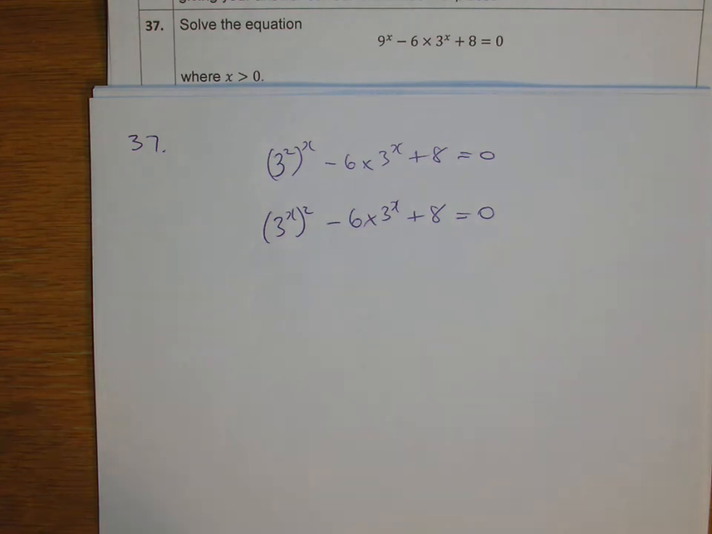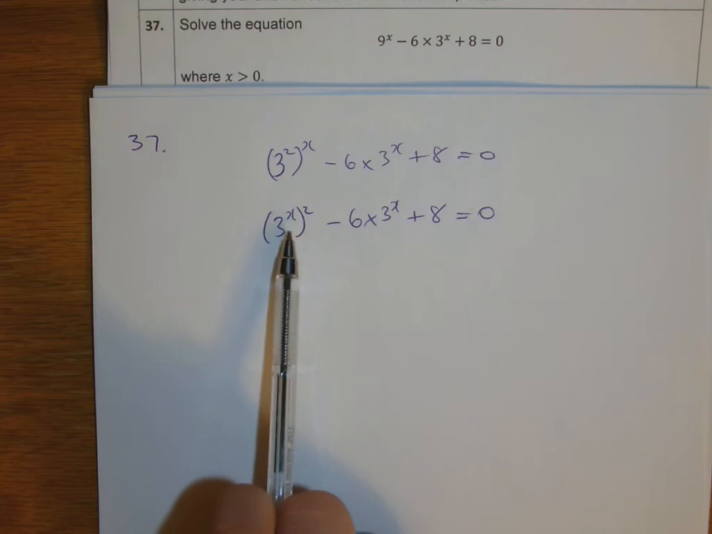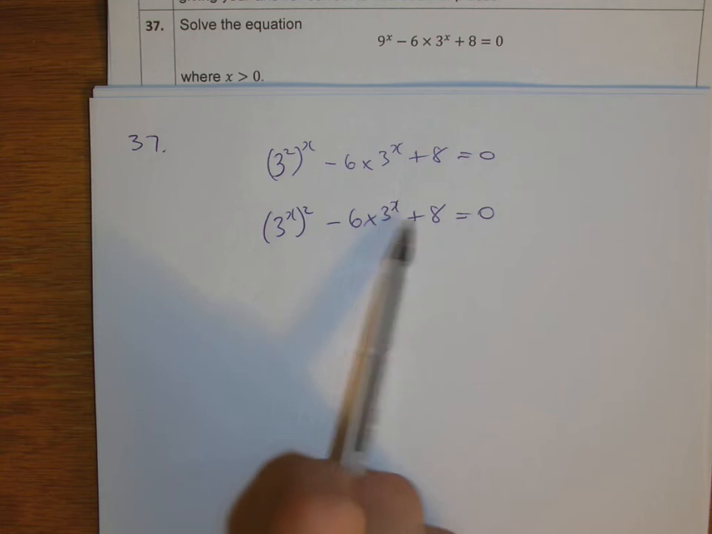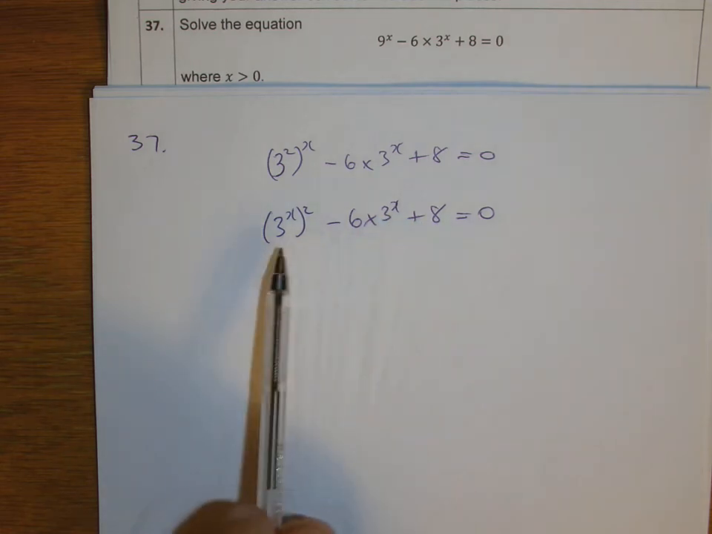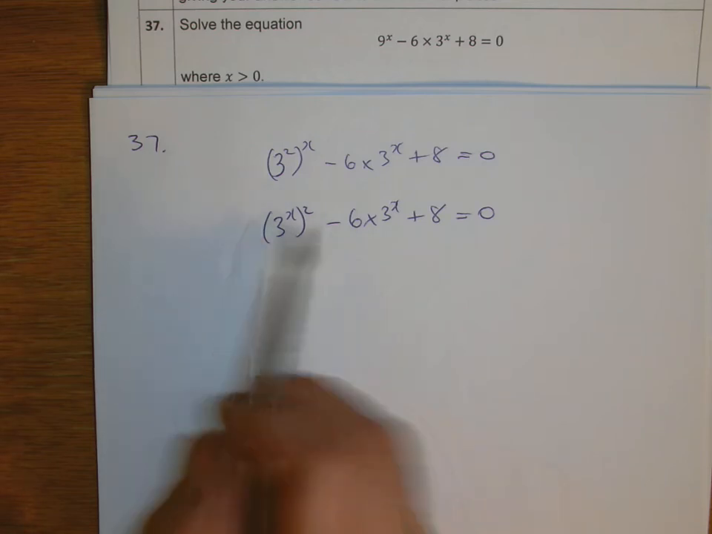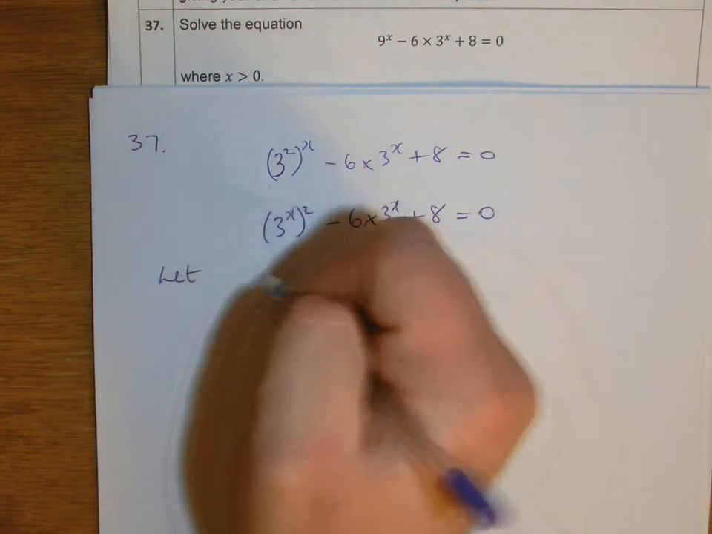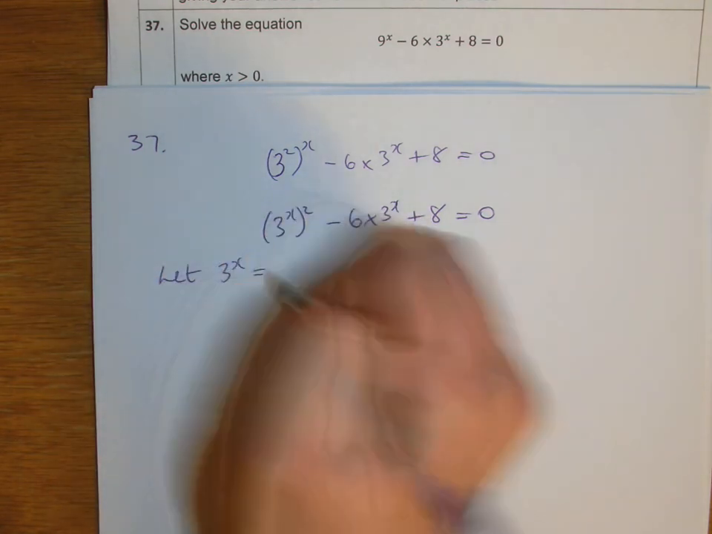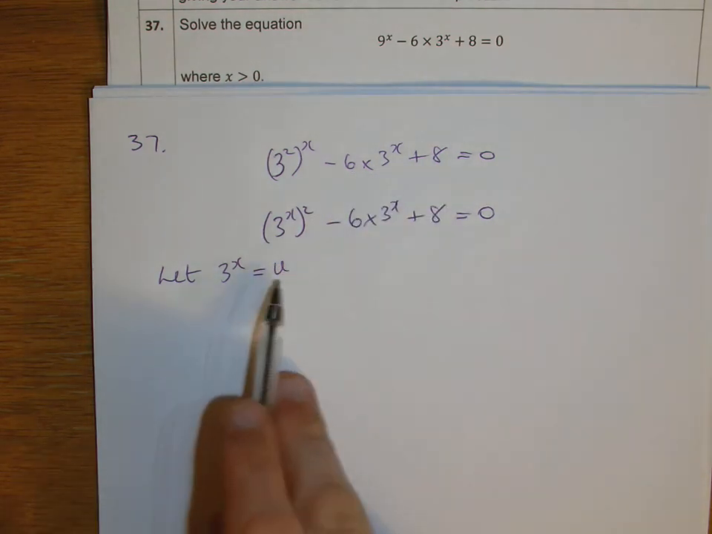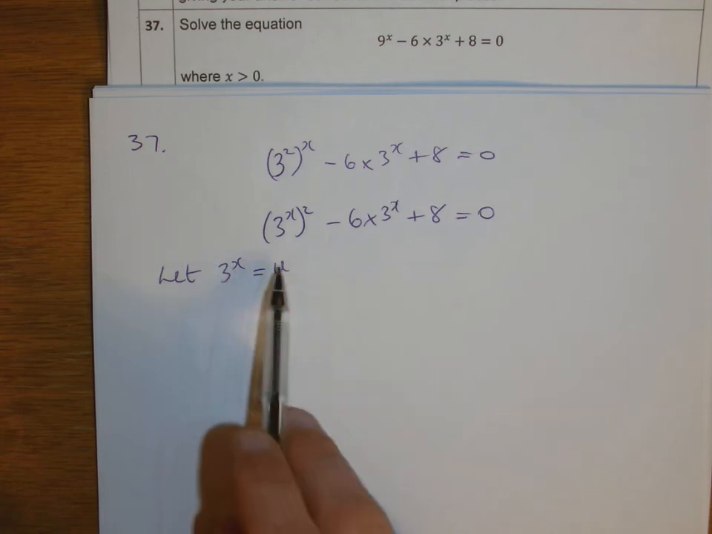Now if you notice, it is definitely looking like a quadratic, because you've got this thing here squared, take away 6 times this thing plus 8 equals 0. You might not be convinced that this looks like a quadratic. What I can do though, just to make it look more like a quadratic, is for the minute let 3 to the x, let's just make it a different letter, equal to u. There's a reason behind this. Let's just say 3 to the x is just equal to u.